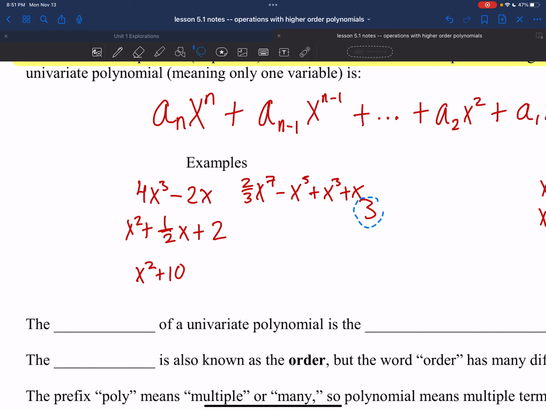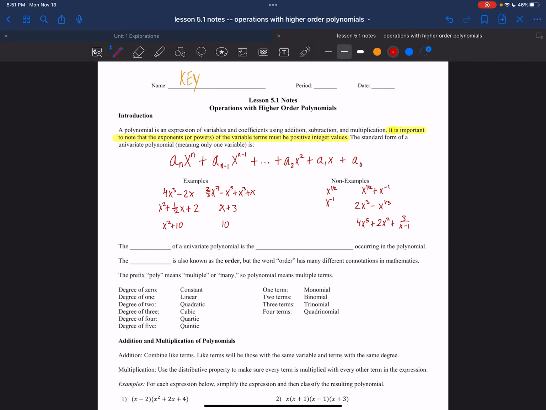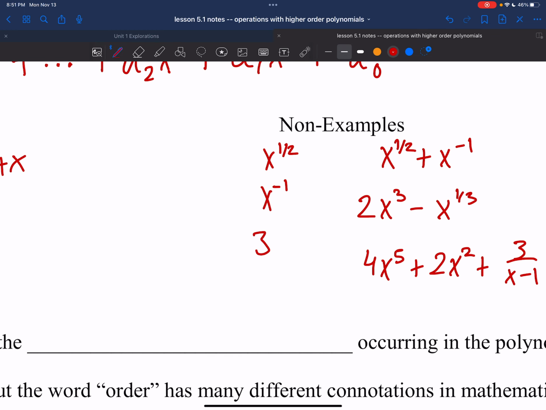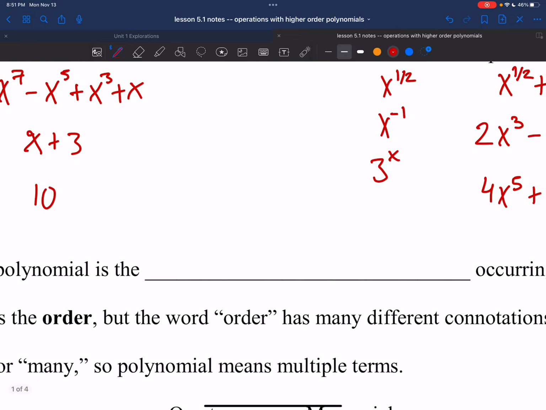Like this. Come here. Oh, I'm just going to get rid of the 3 because who cares? Let's just do that. Okay, let's say here's x plus 3. There's 10. All right, there you go. So hopefully this conveys the idea of what a polynomial is. Oh, I forgot another one. How about this? 3 to the power of x. There you go. That's not a polynomial.